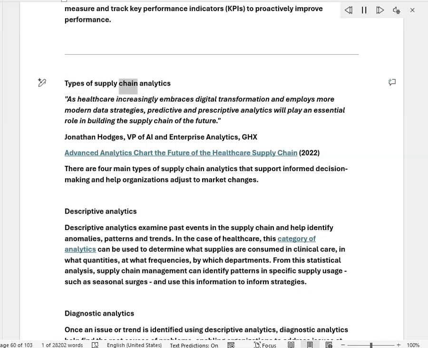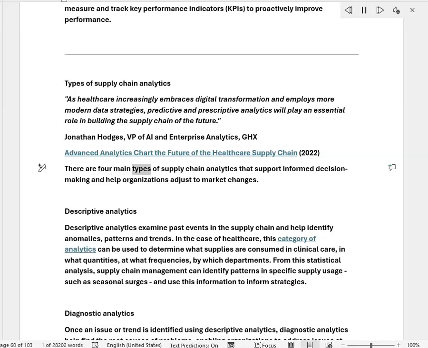Types of supply chain analytics. As healthcare increasingly embraces digital transformation and employs more modern data strategies, predictive and prescriptive analytics will play an essential role in building the supply chain of the future. Jonathan Hodges, VP of AI and Enterprise Analytics, GHX. Advanced Analytics Chart: The Future of the Healthcare Supply Chain, 2022.